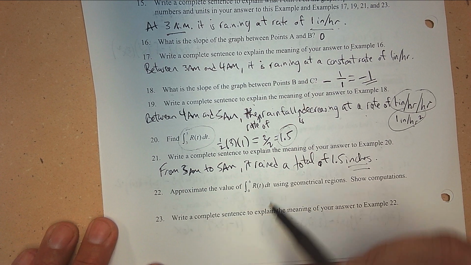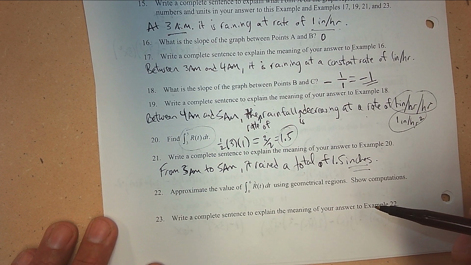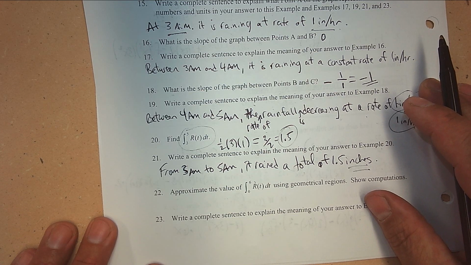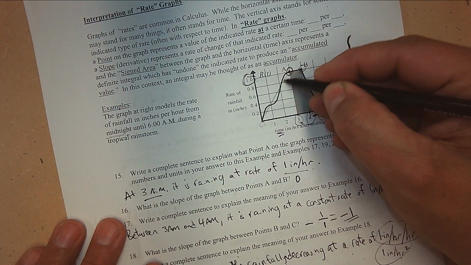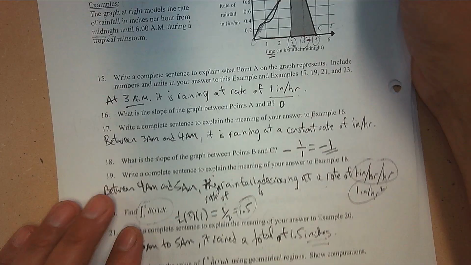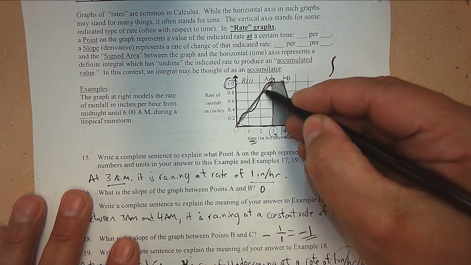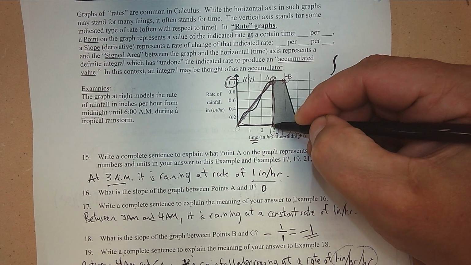Approximate the value from 0 to 6 using geometric regions, and then show your computations. So if I look here, we already know the trapezoid area. That's 1.5. What is the approximate shape of the left part? Notice we had to use the word approximate because it's curvy. It's not an exact geometric shape. Do you see the triangle that could come from there? So here is a triangle on the left.